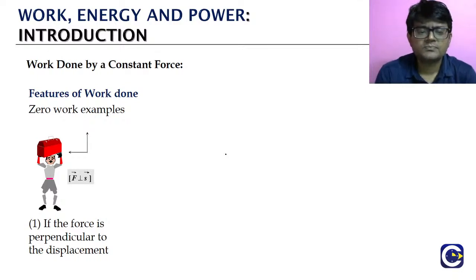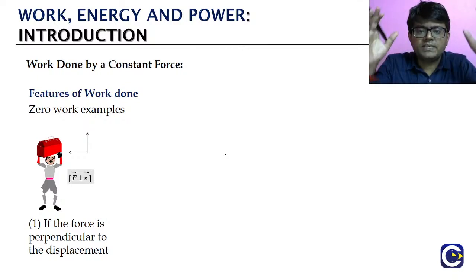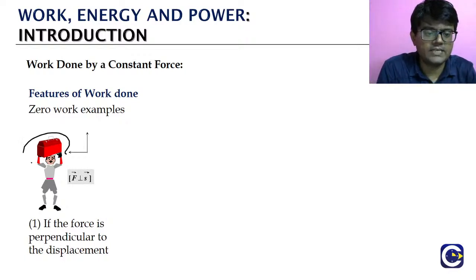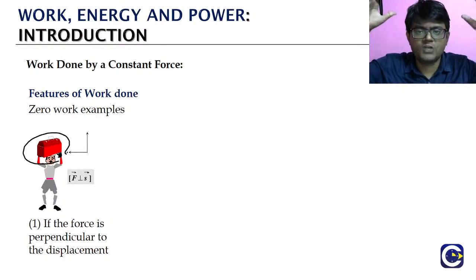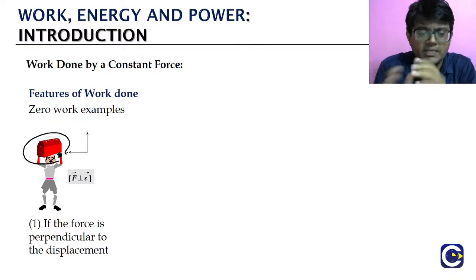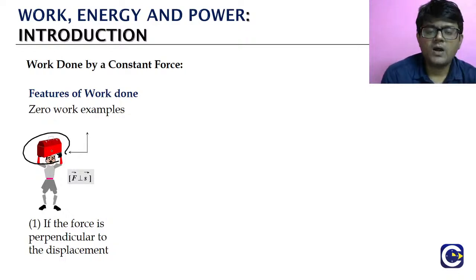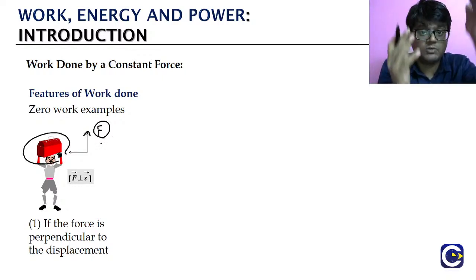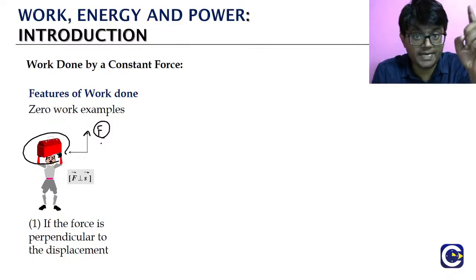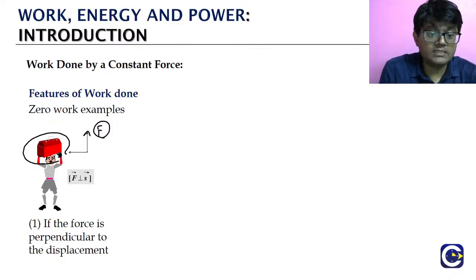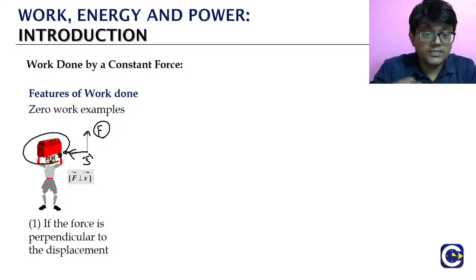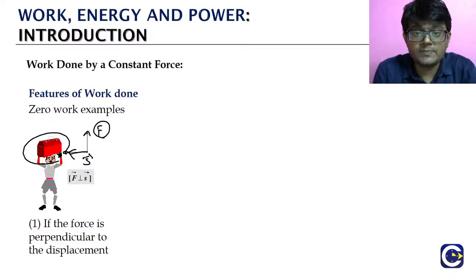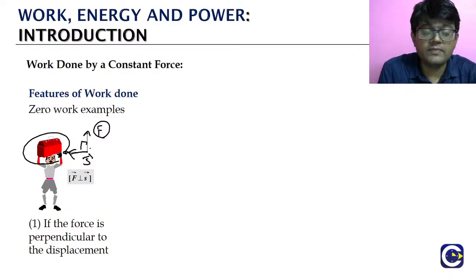So look at this one. Think about a person who is holding some weight on top of his head and he is walking. For this object that he is holding on top of his head, he is applying a force. That is how he is able to balance the weight of the object. The force applied is upwards. But what is the displacement he is giving for this object? He is moving on the horizontal ground, so displacement is horizontal.